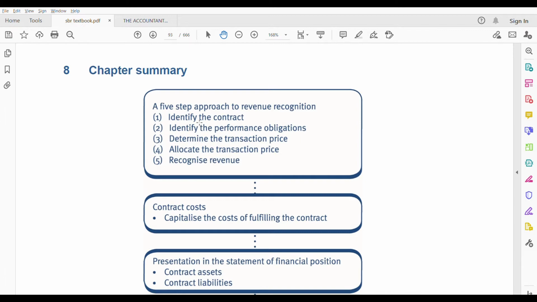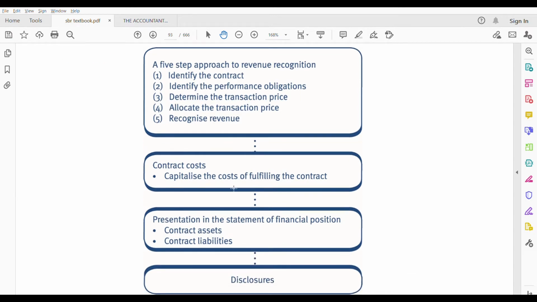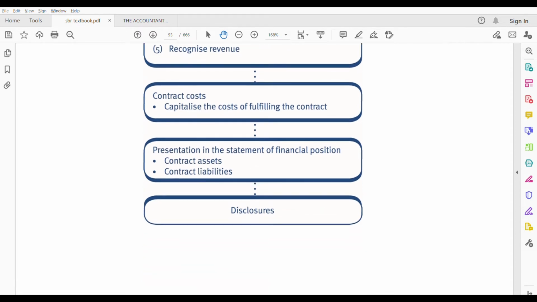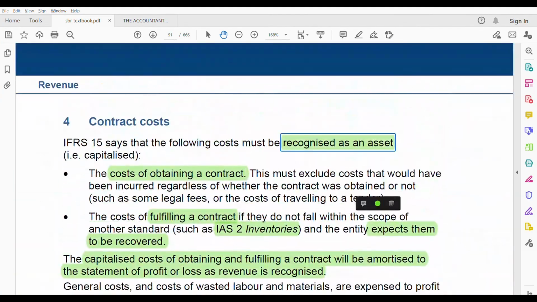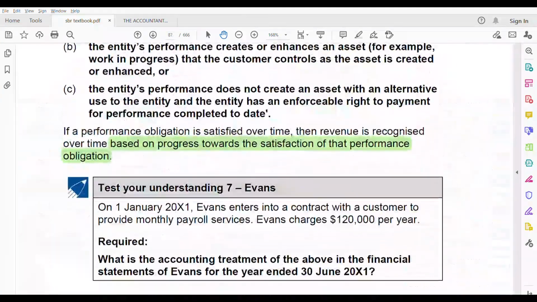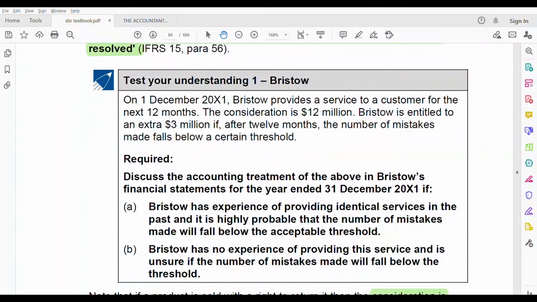Then we went to contract cost. So we capitalize the cost of fulfilling the contract and also obtaining the contract. Some of the costs we capitalize. So for presentation, it might be shown as a current asset, a contract asset, or a contract liability based on whether your revenue was recognized earlier than your consideration received, or your consideration received was recognized before you recognize revenue. Then finally we went to disclosure, what needs to be disclosed, and we went through some judgments. So now we'll be starting with test your understanding 1, right? We'll be doing all your test your understandings. So we are officially over with IFRS 15.